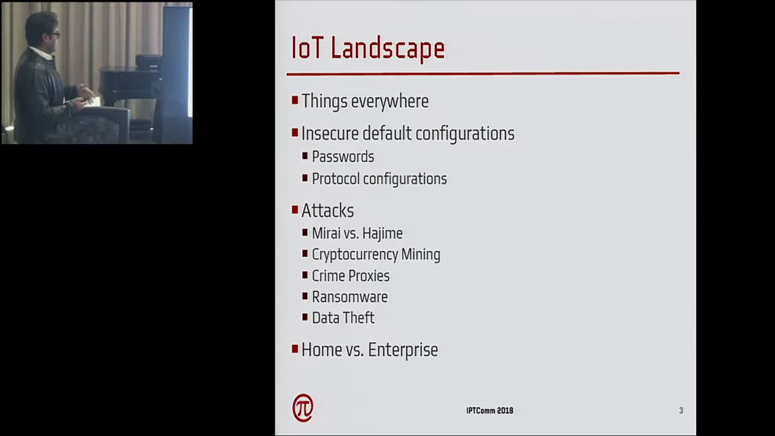On the opposite end, there's the Hajime attack, which is sort of like Mirai, but in a good sense. It's basically doing the same thing, exploiting the IoT device, but it breaks the device so that it cannot go into the network and create the DDoS attacks which the Mirai bot did. Then we are seeing cryptocurrency mining bots right now as well. There are also crime proxies, where your traffic is routed through your IoT device, like a Tor kind of network. Then there is ransomware as well, and finally the classic data theft as well.